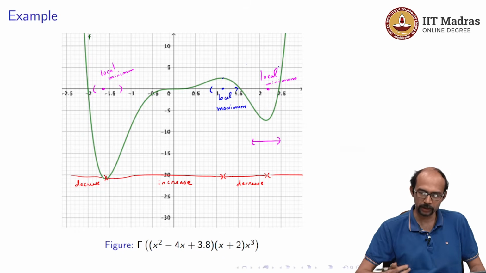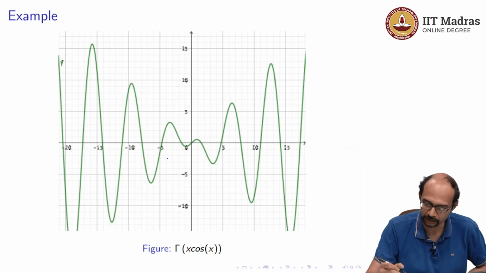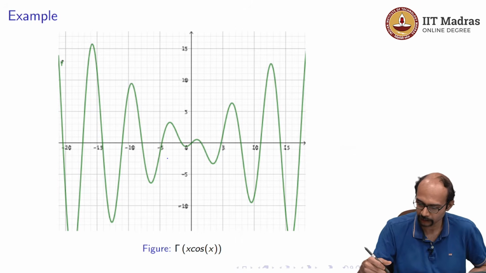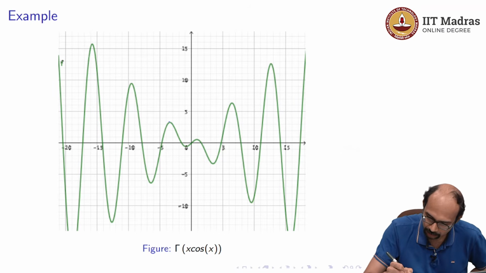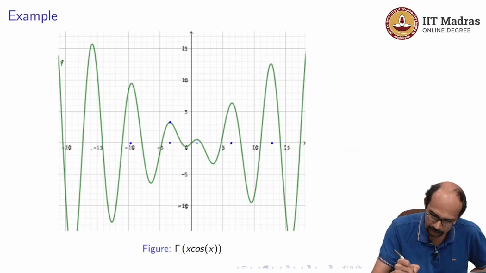Okay, so I hope this picture is illustrative of the local minima and local maxima. Let us do the same thing for this picture here. This is the graph of the function x times cosine of x, and let us look at the local maxima. Here is one local maximum, this point is a local maximum, this point here is a local maximum, and so on.